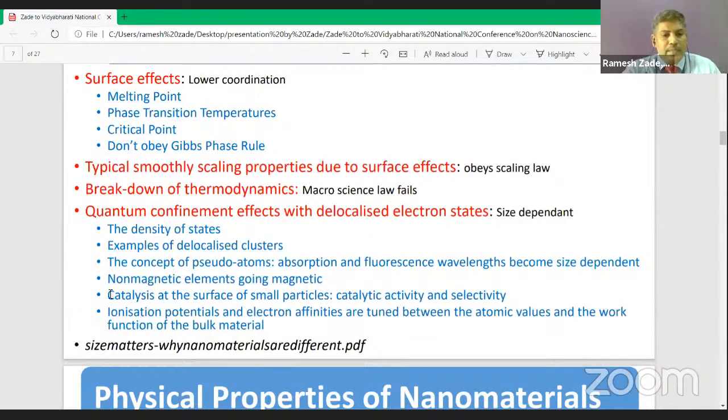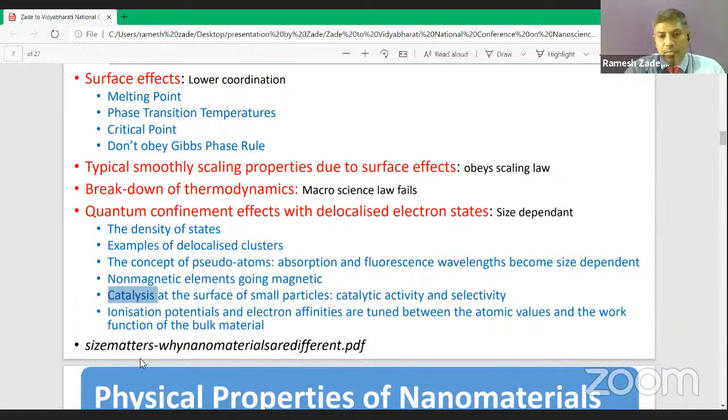Then my pet subject, that is catalysis. Everybody knows that catalysis plays a very important role in carrying out reactions. Chemical reactions normally do not take place on their own sometimes, and they require a catalyst. A catalyst is that kind of material which is not part of the reactant, but it increases the rate of reaction significantly. And these catalysts are nowadays prepared in the nanoscale because the first condition of a catalyst is that it should provide more and more surface area, which is quite possible if you prepare the catalyst in the nanoscale.